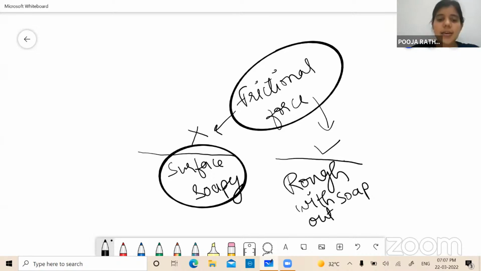Because when we walk over this surface, the bottom part of our feet can't push back against the earth due to this soapy surface, and hence the frictional force is very less, and that's why we slip.